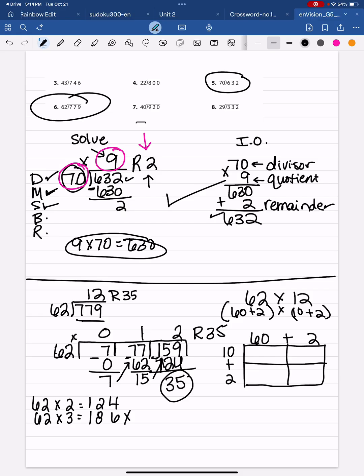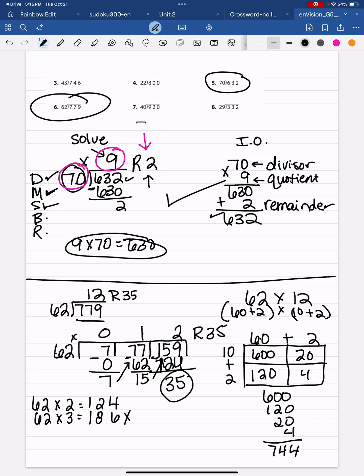And here is where they will multiply this 10 by the 60 and the 2, and then the 2 also by the 60 and the 2. 10 times 60 is 600. 10 times 2 is 20. 2 times 60 is 120. And 2 times 2 is 4. And then you add all these together. And you get 744.